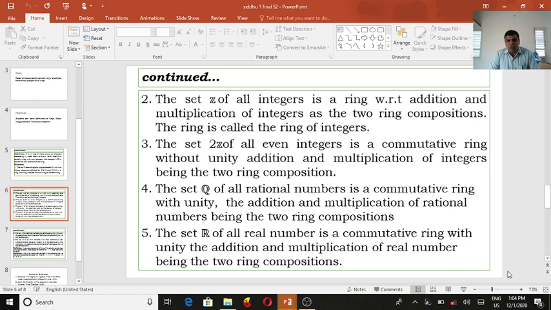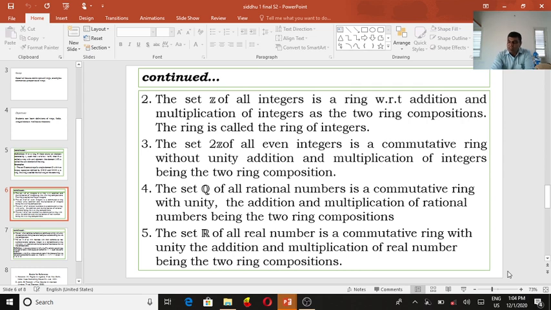Now we come to one more example. The set Q of rational numbers is a commutative ring with unity. The addition and multiplication of rational numbers are the two ring compositions. Suppose you take a rational number, 1 by 2 is a rational number, 3 by 4 is a rational number. Add 1 by 2 plus 3 by 4, again it is a rational number. So 1 by 2 plus 3 by 4 and 3 by 4 plus 1 by 2 are equal, so it is commutative. Take 1 by 2 into 3 by 4, again 3 by 8, again a rational.